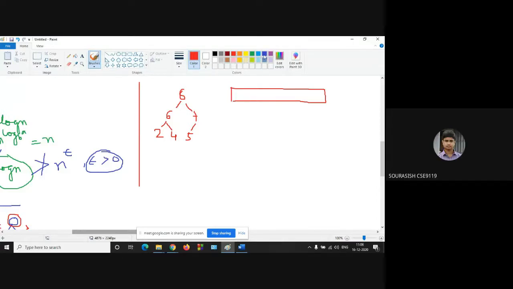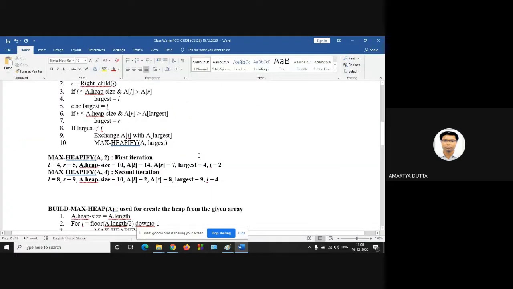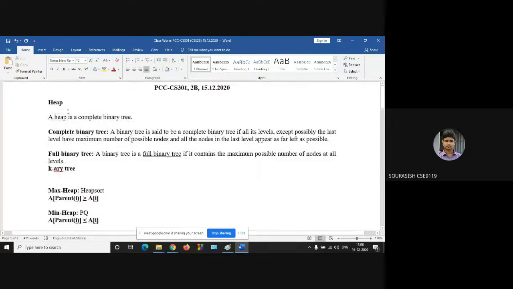A heap should be a binary tree, a complete binary tree. So what is a complete binary tree? A binary tree is said to be a complete binary tree if all its levels except possibly the last level have the maximum number of possible nodes, and all the nodes in the last level appear as far left as possible.